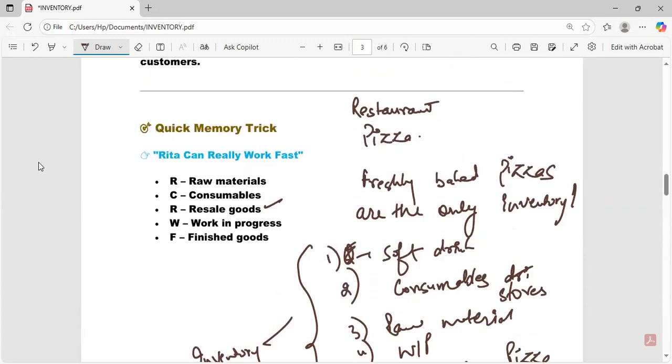So here's a quick tip, a memory trick, on how you can memorize it. The mnemonic is Rita can really work fast, where R means raw materials, C means consumable stores, R means resale goods, W means work in progress, and F means finished goods, right? So I hope this is clear to you now.